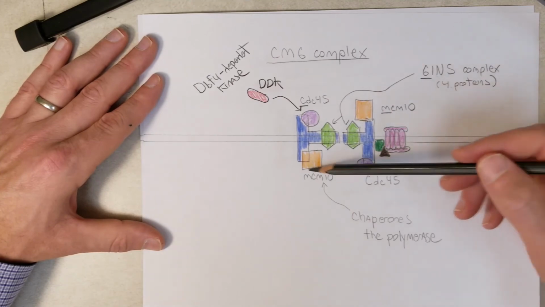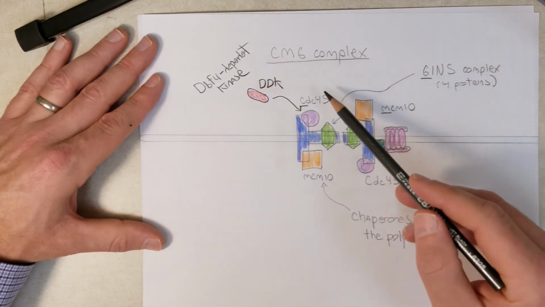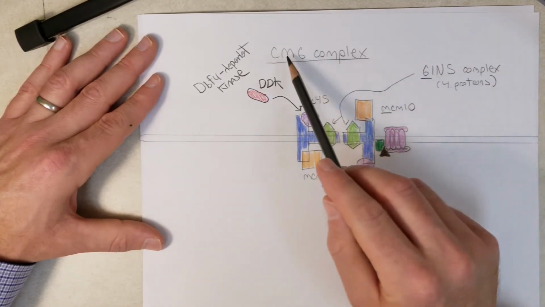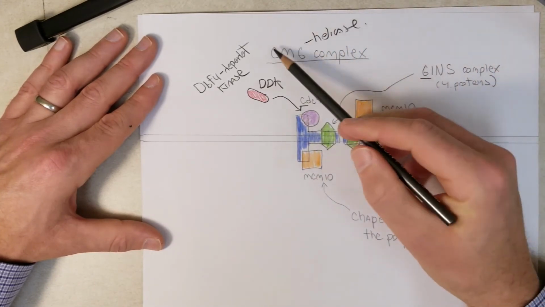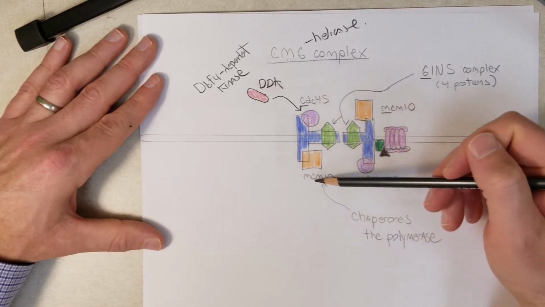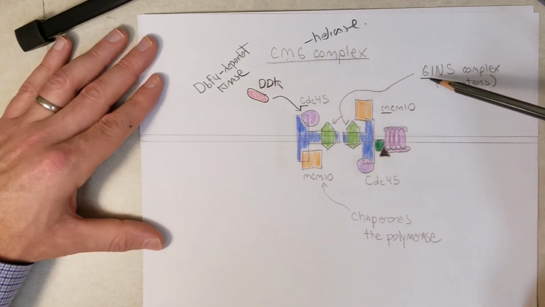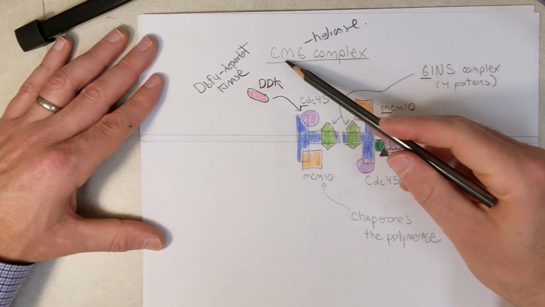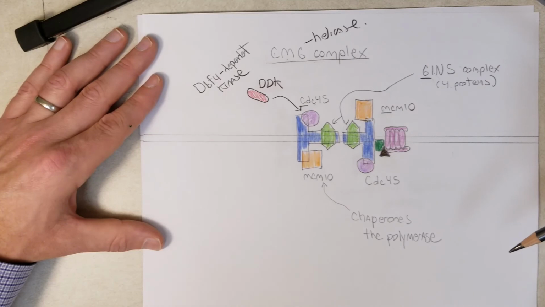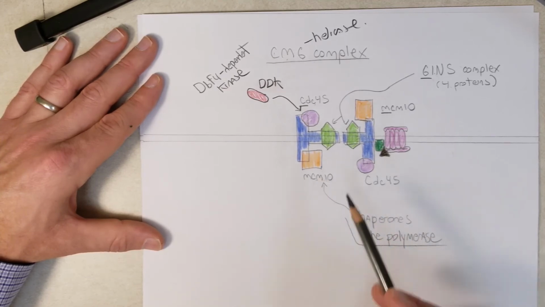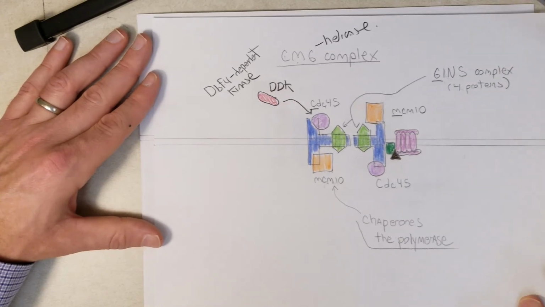So when all of these are on here, we're going to call this the CMG complex, and some people call it the CMG helicase complex. The C is for CDC45, the M is for MCM10, and the G is for GINS. So each of these would be a CMG helicase complex now. Then we have a little factoid down here that MCM10 is thought to chaperone the polymerases that will have to come on next or in a subsequent step.